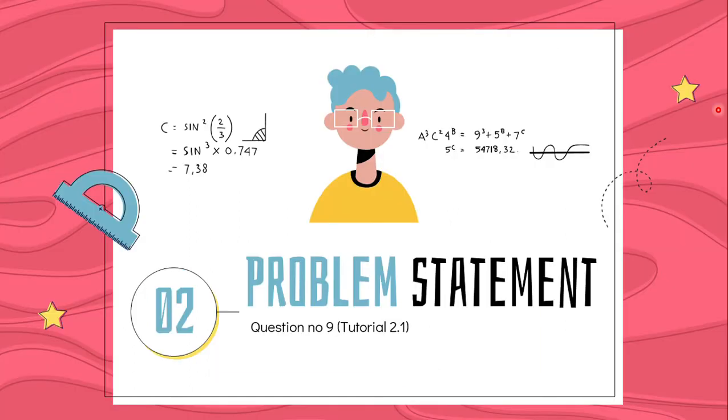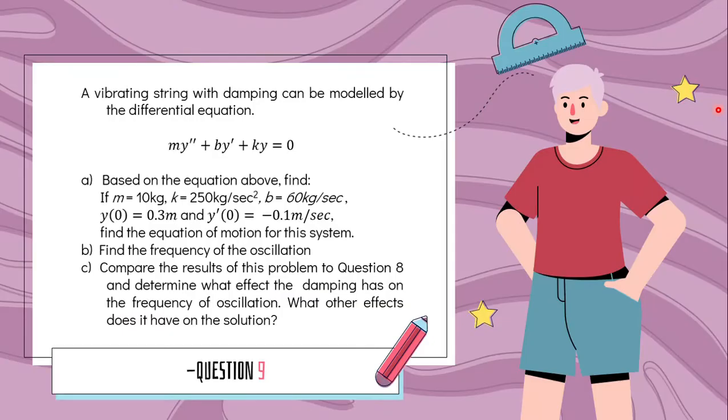Now we reach the problem statement, which is question number 9 in tutorial 2.1. A vibrating string with damping can be modeled by a differential equation my double prime plus by prime plus ky equals 0. The first question is, based on the equation above, find, if m equals 10, k equals 250, b equals 60, y(0) equals 0.3, and y prime(0) equals negative 0.1, the equation of motion for this system.